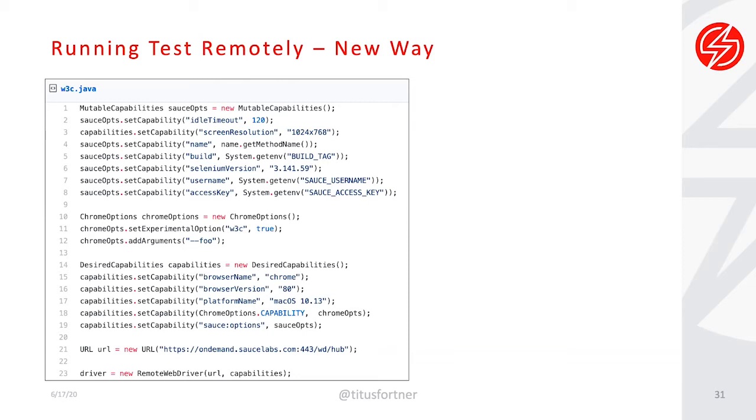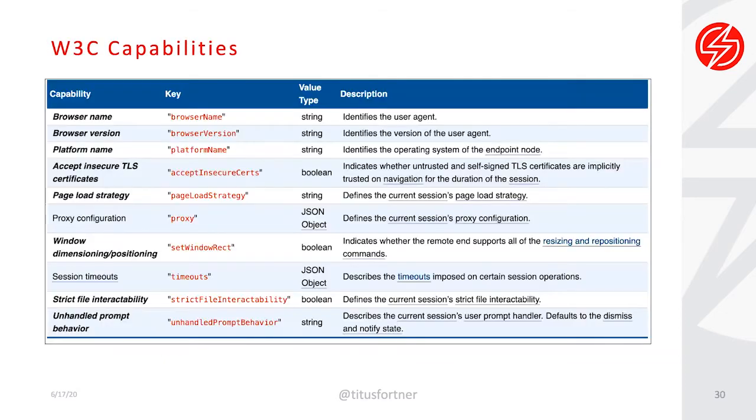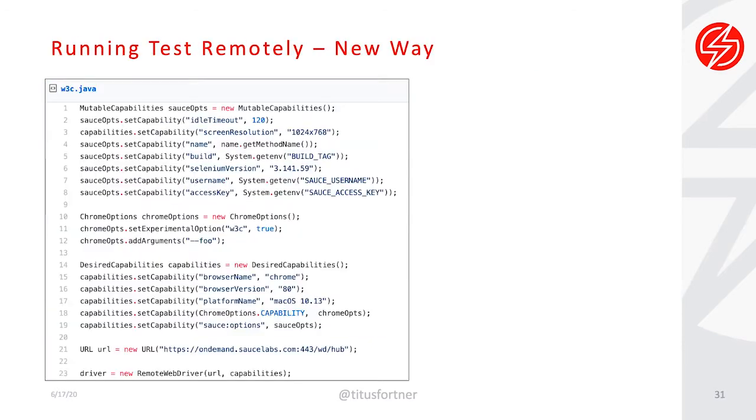The recommendation is always to use the browser options classes. And so in this case, we're going to create a Chrome options instance, and we're going to pass in whatever Chrome specific things we want that are only for Chrome. And then we're going to create a desired capabilities instance, and we're going to specify the things that are W3C compliant in those lines. In this case, it's lines 15 through 17 here. And then line 18, we have to pass in the Chrome options that we created in line 10. And then in line 19, we have to pass in the sauce options that we created in line 1.